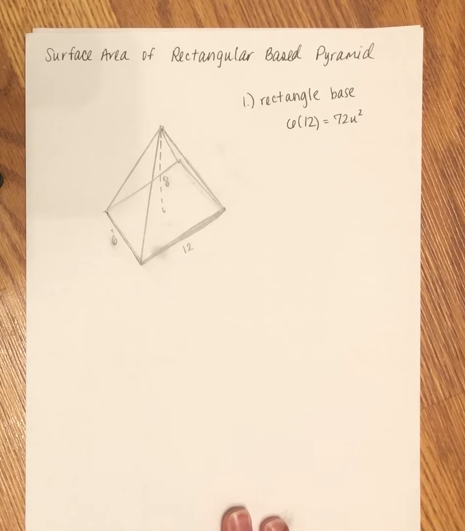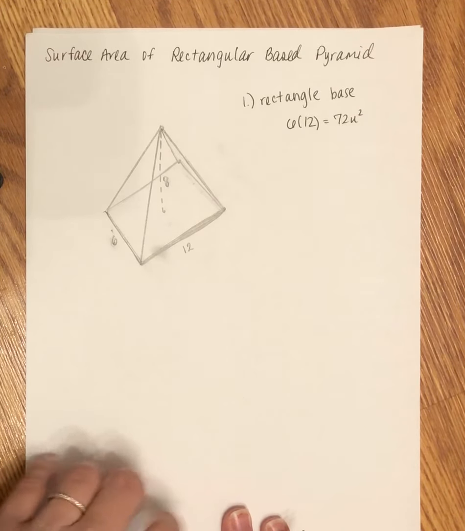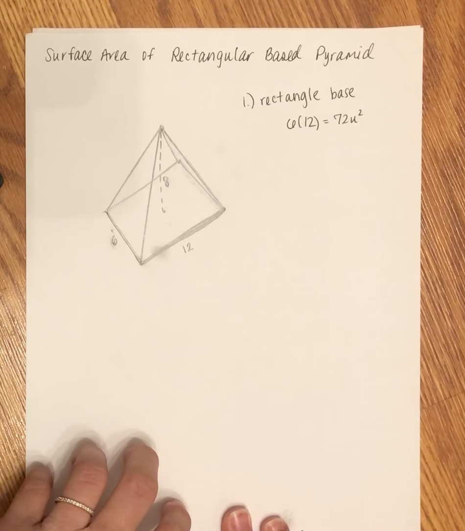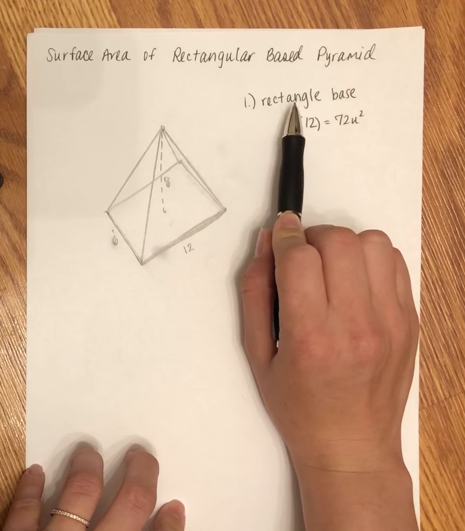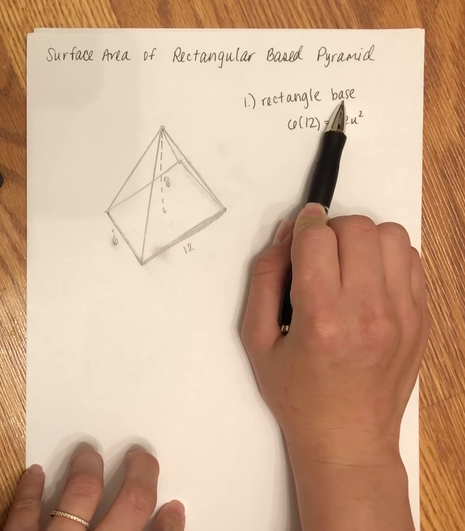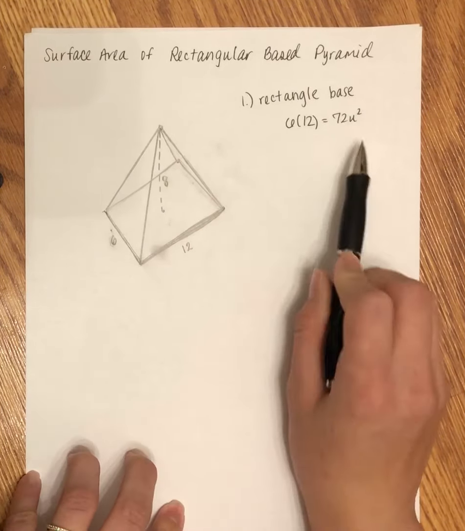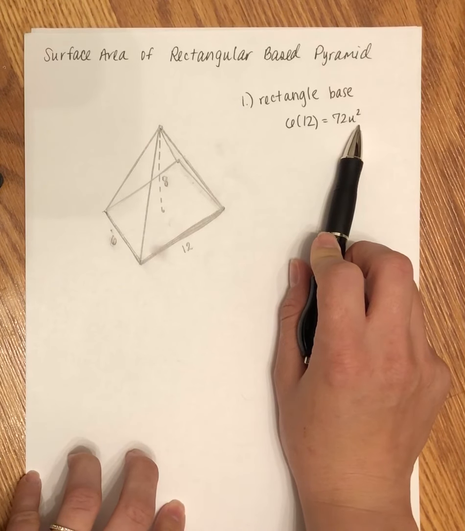I'm going to walk you through how to find the surface area of a rectangular base pyramid. This time I'm going to complete this practice problem with being given the height. So listing your faces that you need to find the area of, the first face is the rectangle base, and that is just 6 times 12, which is 72. So knock that out of the way.